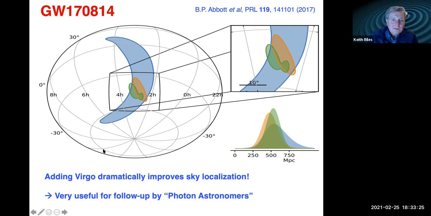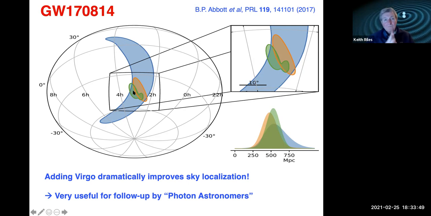Bringing Virgo into it, however, brings the size of localization implied by the 3 detections down to something that initially was the orange ellipse, and then with refined analysis became this little green blob. And so that means that if you're trying to find this signal on the sky, find something electromagnetic associated with it, you're in much better shape if you have the Virgo interferometer helping you.